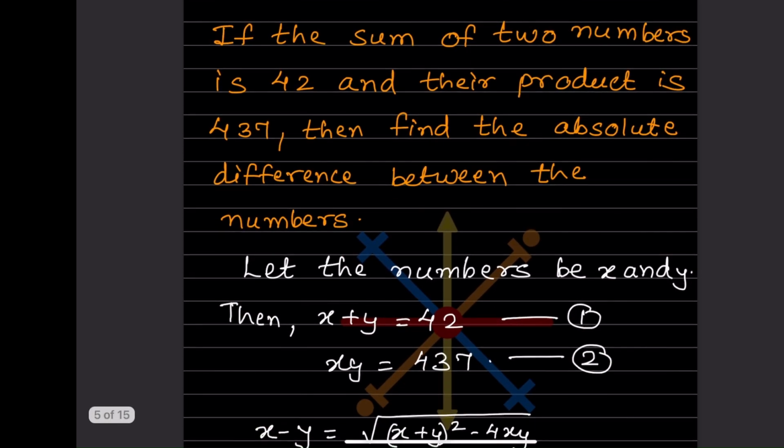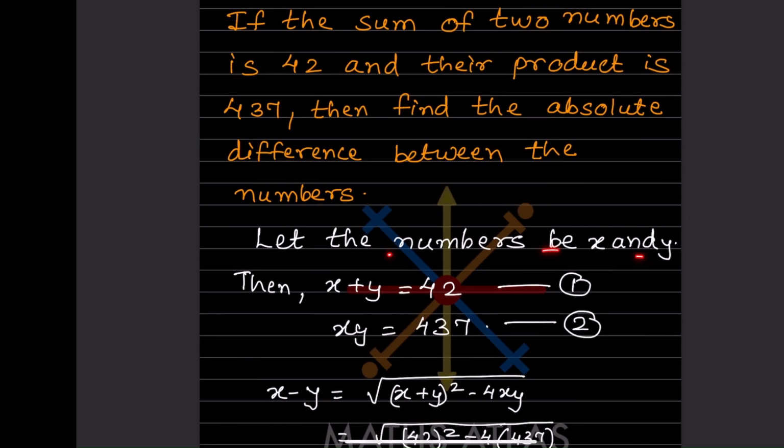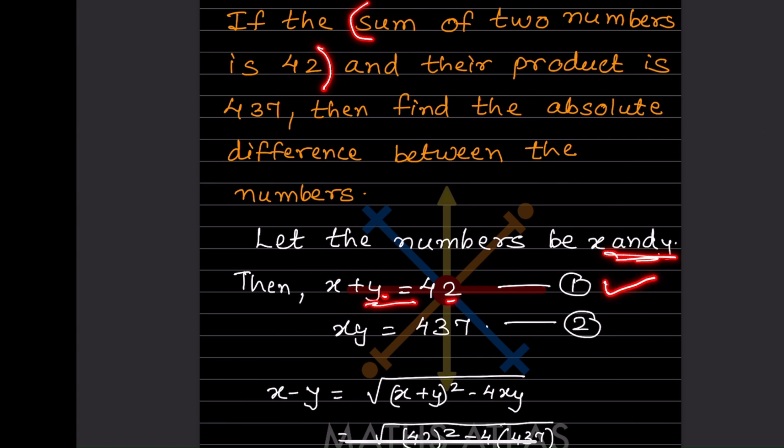Now let us see: if the sum of two numbers is 42 and the product is 437, then we have to find the absolute difference between the numbers. So what will you do? Let the numbers be x and y. The sum of the two numbers is 42, so x plus y is 42. Let us consider this as equation number 1. Then they said the product is 437. Product means you have to multiply these two numbers, so xy is 437.